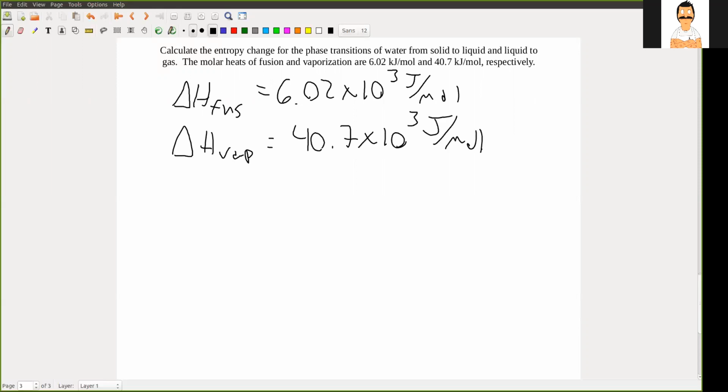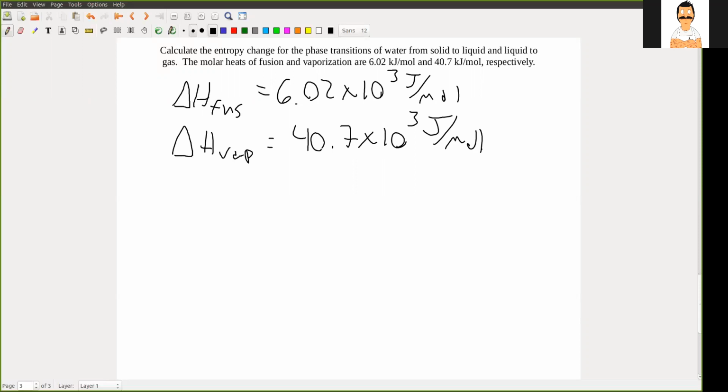The reason I'm writing them in terms of joules per mole is because we're asked to calculate entropy. And eventually you're going to have to get that entropy down to joules per mole Kelvin. You can't just take it as kilojoules per mole Kelvin. That's not the proper unit for entropy in this case.